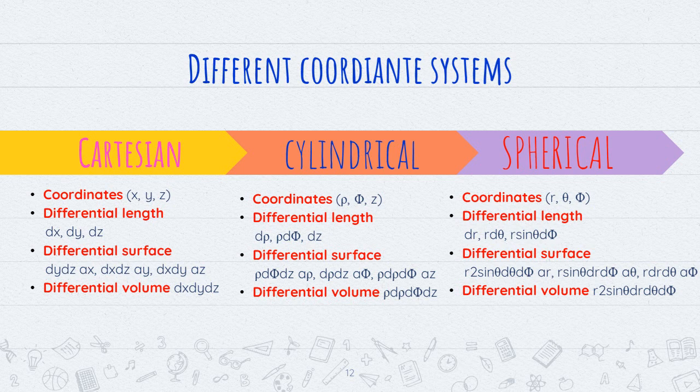Now comes the cylindrical. For cylindrical, the coordinates are rho, phi and z. The three sides are d rho, rho d phi and dz. So we can write the differential surface formula and also the differential volume formula. Now in the spherical coordinate system, the coordinates are r, theta and phi. The three sides are dr, r d theta, r sin theta d phi. Then we can write the differential surface formula as well as the differential volume formula.